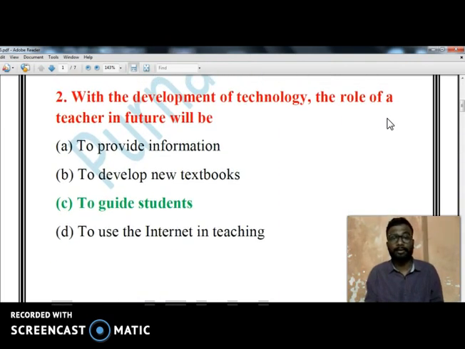Second question. With the development of technology, the role of the teacher in the future will be what? Option A, to provide the information, option B, to develop new textbooks, option C, to guide the students, option D, to use the internet in teaching. Whenever technology develops in the field of education, the role of the teacher is to guide the students towards the use of technology. So the duty of the teacher will be to guide the students with respect to usage of technology for educational purposes, to bring new reforms.